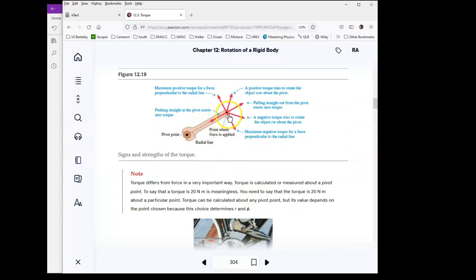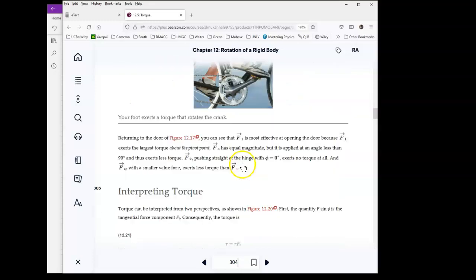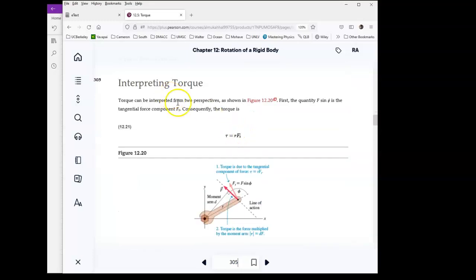Or you have a wrench and you're trying to turn the knot. Let's say you pull this way. The distance from the point of application right here to the pivot point is the moment arm, okay? And tau is equal to RF. The F here is a force, but you don't put sine theta if R and F are perpendicular, okay?